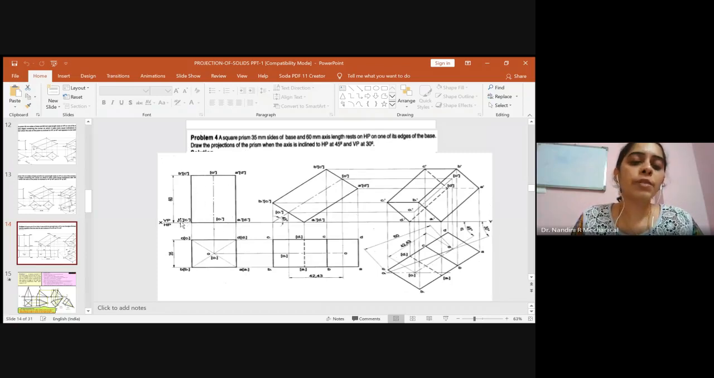Then give the naming of the bottom surface at the bottom, top surface at the top. When the observer views from the front, the bottom surface has B1 and C1. So out of these two, B1 will be visible and C1 will not be visible. So when you write in the front view, it becomes B1 dash and C1 dash. Similarly, when the observer views from here, A1 will be visible and D1 won't be visible. So A1 dash you write outside and D1 dash. Similarly, name it for the top surface.